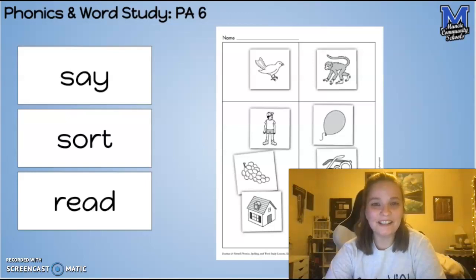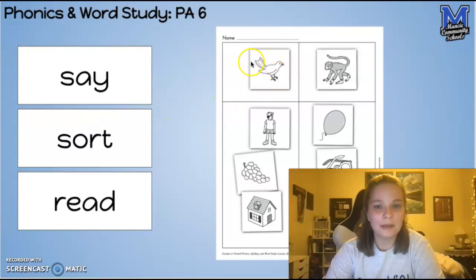Hi friends, we have been working on syllables, so you are going to do a syllable sort. The first thing you're going to do is you need to say the picture on each card. Then you need to sort each card by the syllables.